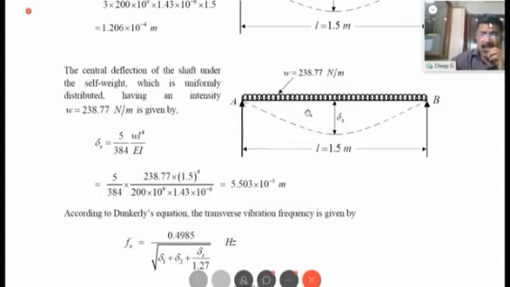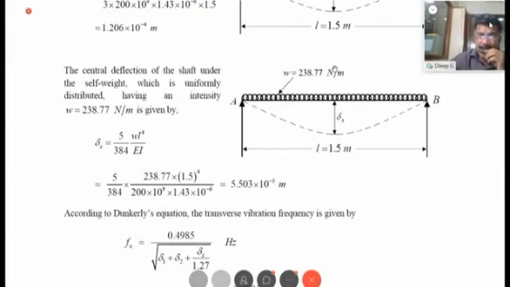If you have a shaft like this and load it with 50 kilogram over here, 50 kilogram over here, and self-weight is always there, and if you are simply supporting it, and if you are pulling this shaft in the downward direction and releasing it, it will vibrate like this. That frequency is the transverse vibration frequency, which can be found out by using Dunkerley's equation.